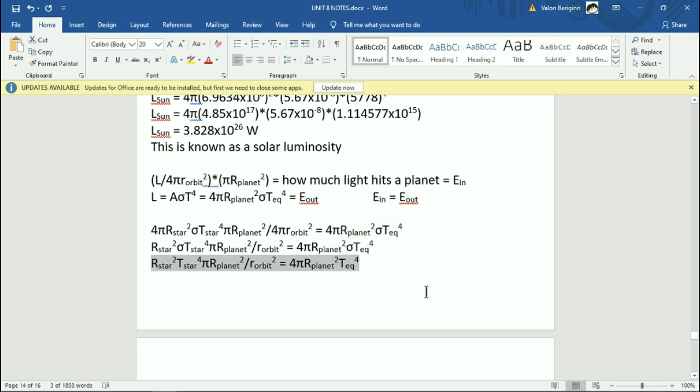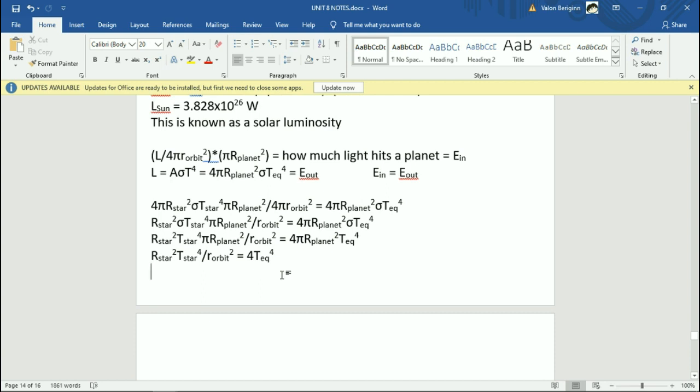So we can actually divide out pi r planet squared with pi r planet squared. This looks a little bit more reasonable now. Let me switch the order of this and divide by 4. So we have t eq to the 4th equals r star squared t star to the 4th divided by 4 r orbit squared.